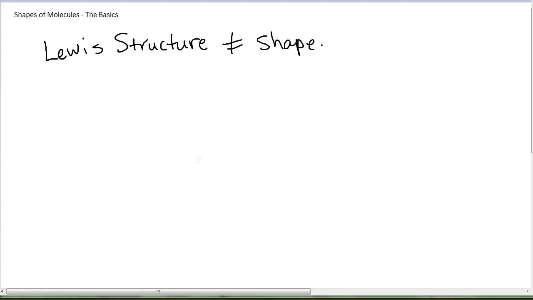All right, we've been drawing a lot of Lewis structures, but one thing that we need to talk about is the fact that the Lewis structure does not give the shape of the molecule. The shape of the molecule is the shape that the molecule takes up in three-dimensional space. And when we draw a Lewis structure, we're drawing something flat on the paper.